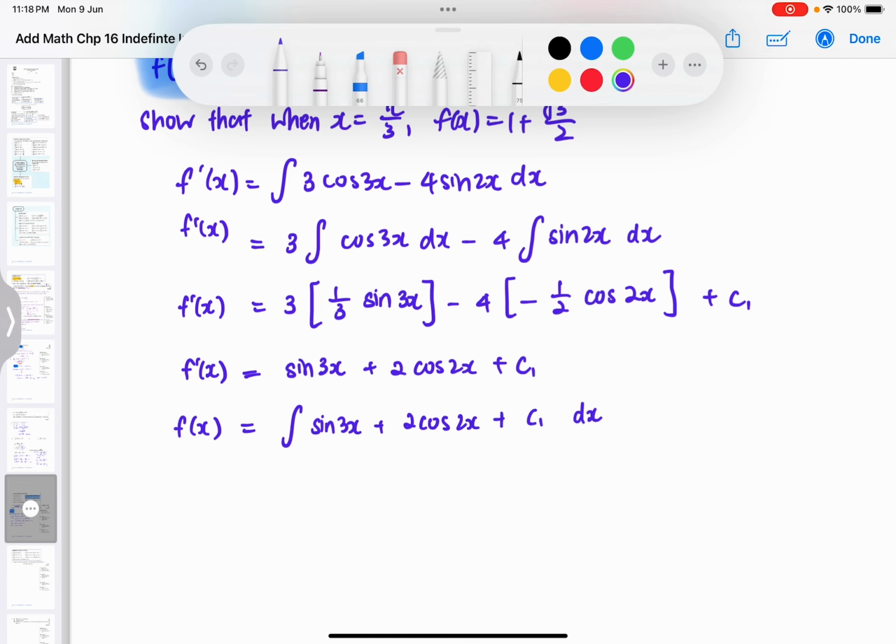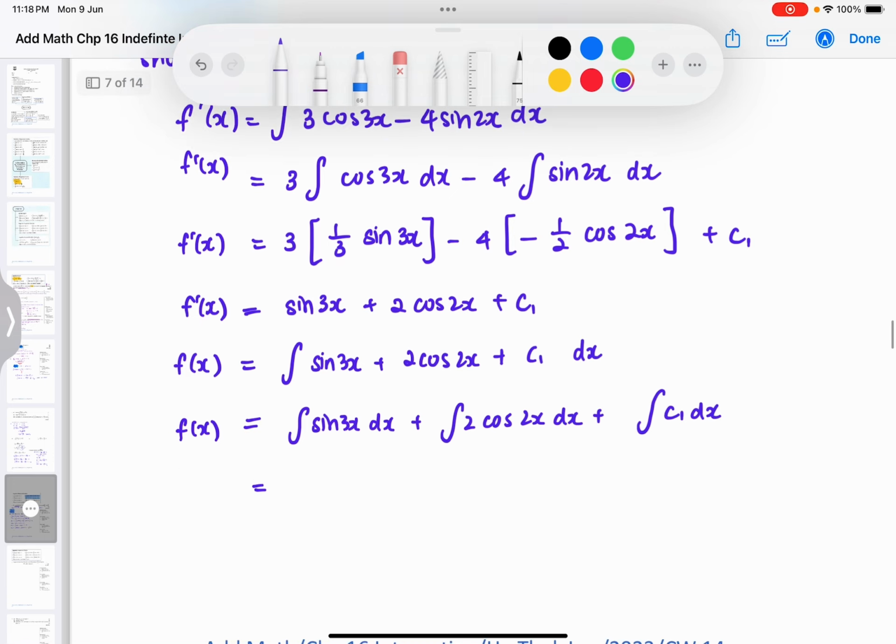Okay, so the reason why I label it as c1 is because I'm predicting that I'm going to have a c2 later on. So this will be the integral of sine 3x dx plus the integral of 2 cosine 2x dx plus the integral of c1 dx. So this will give me negative 1/3 cosine 3x plus 2 times 1/2 sine of 2x plus c1x plus c2. So this is the second constant that we are going to find later on.